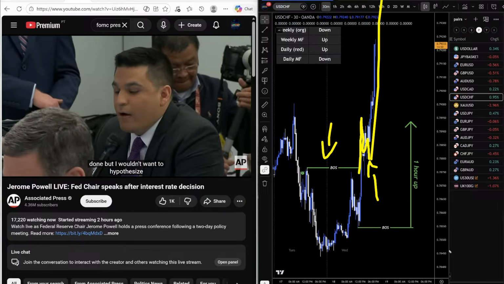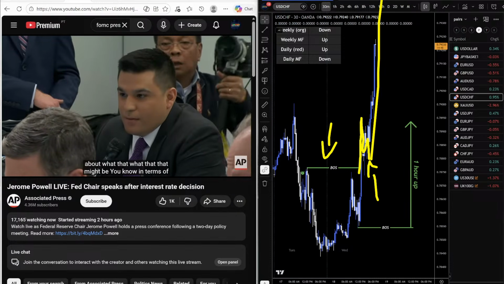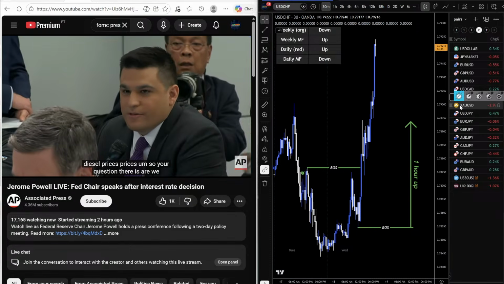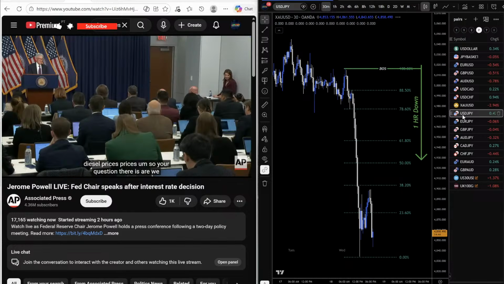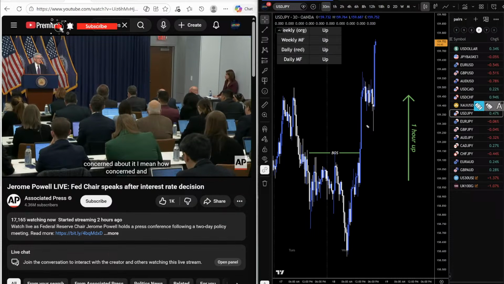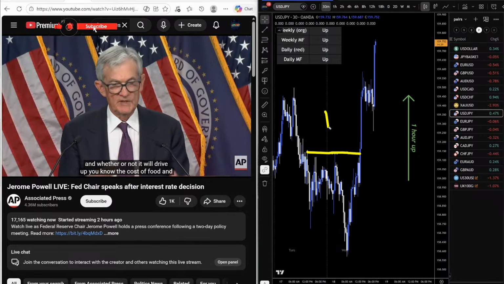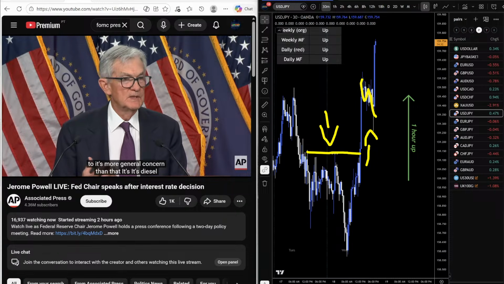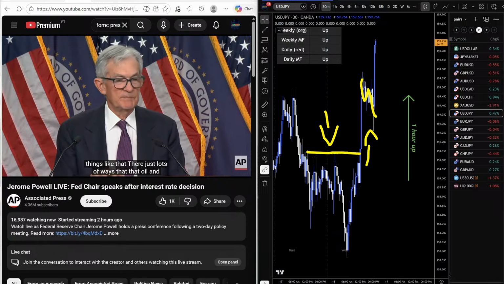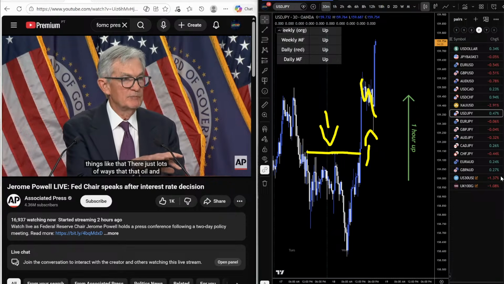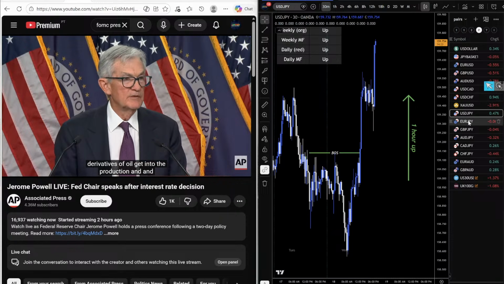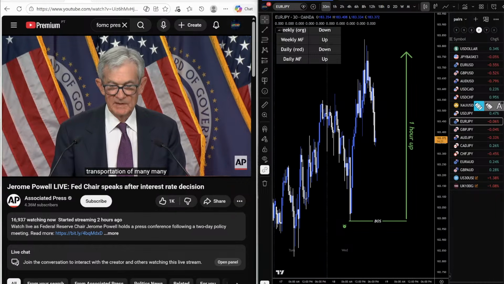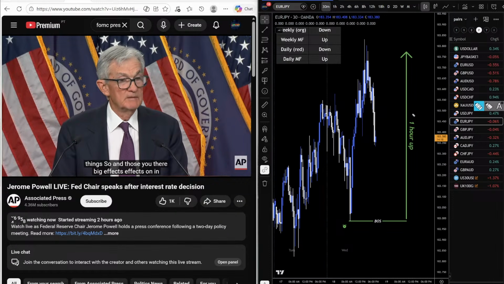I mean, how concerned, and whether or not it will drive up the cost of food and other goods that really rely on it. So I think it's a more general concern than that. It's diesel prices, because that's transportation of food and things like that. There are just lots of ways that oil and derivatives of oil get into the production and transportation of many things. And those, there are big effects in headline inflation, but things like that leak into core as well. And the effects may not be as big, but they're quite real and they're material.